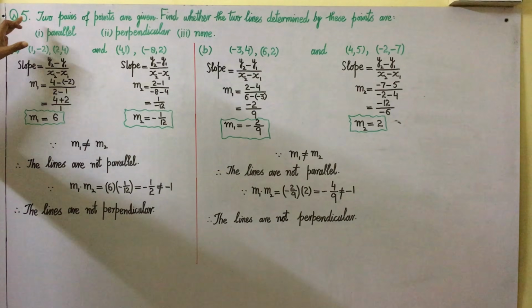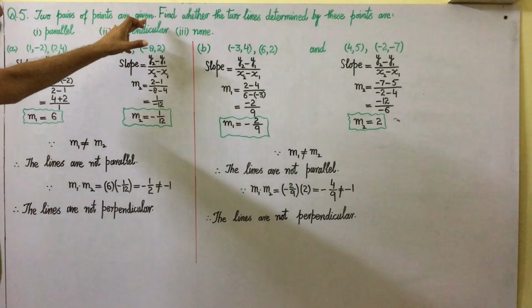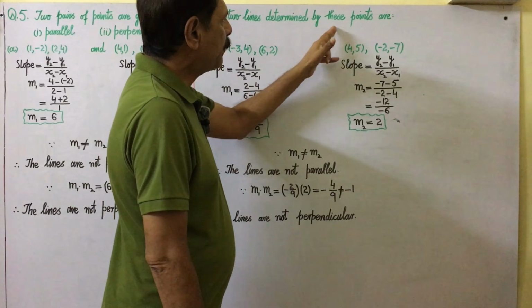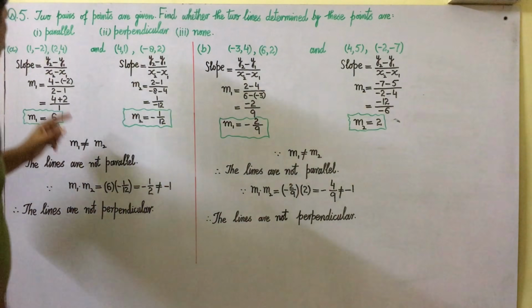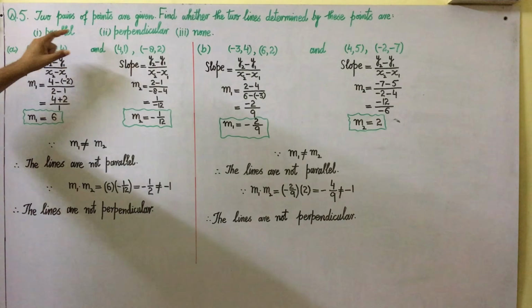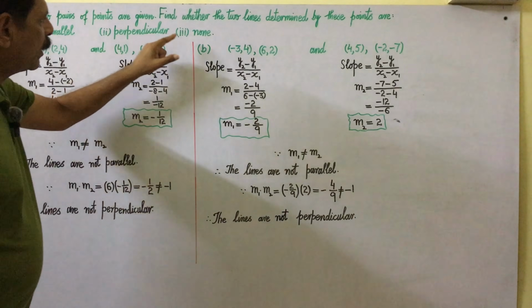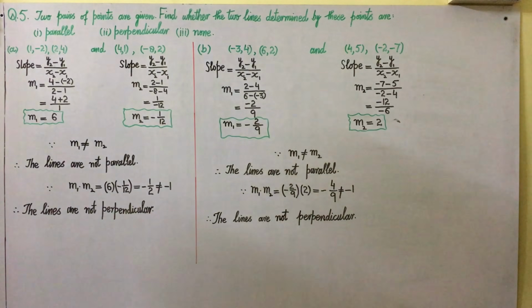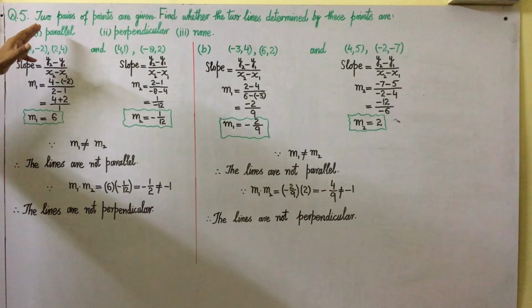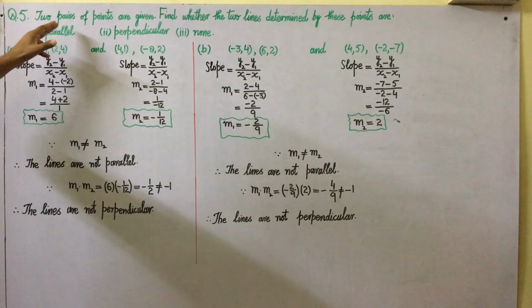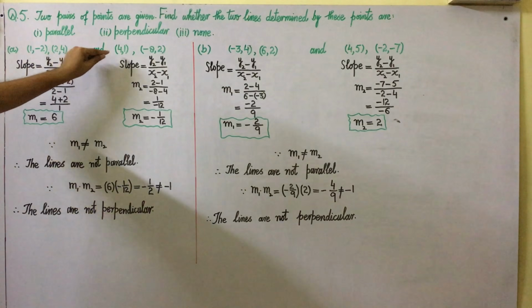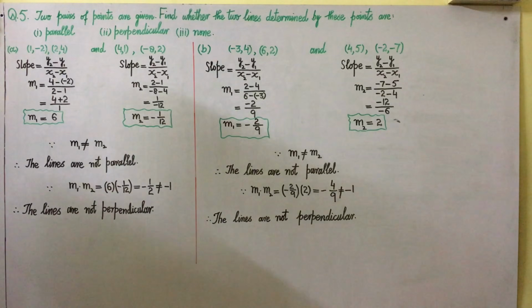Question 5. Two pairs of points are given. Find whether the two lines determined by these points are number 1 parallel, number 2 perpendicular, number 3 none. None means neither parallel nor perpendicular. First two pairs of points. One pair is this and the second pair is this.